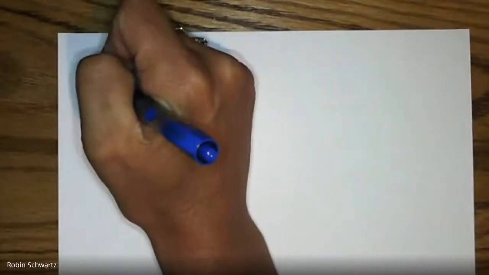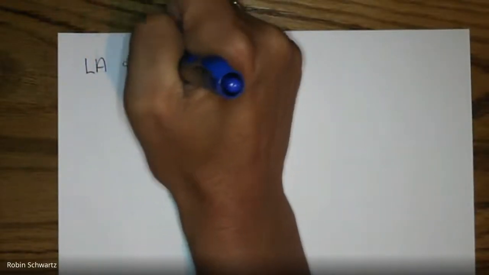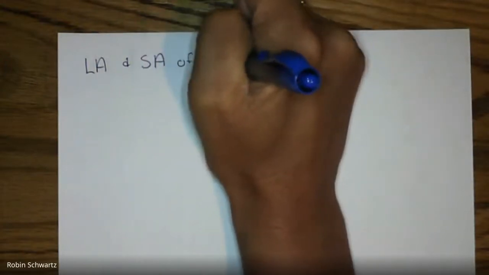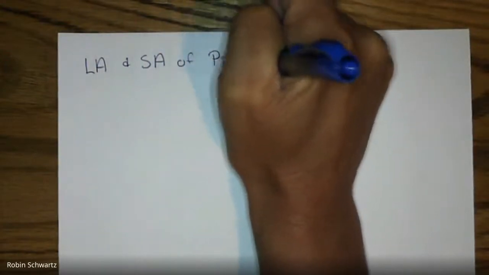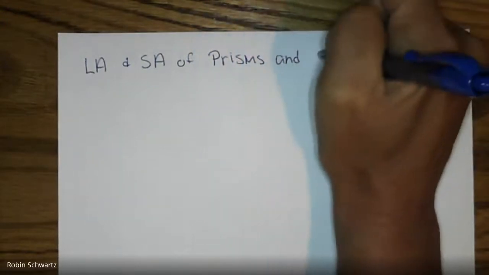Okay, like I just said, we're going to deviate from the book, and we're going to title this section LA, which stands for lateral area, and SA, which stands for surface area of prisms and cylinders.